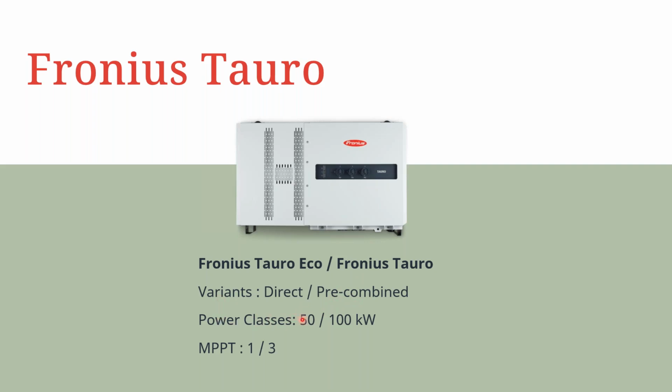The power classes are 50 and 100 kilowatt, but again, this will vary depending on which version you are using. The Eco is available as both 50 and 100 kilowatt, and the normal Tauro is only available in a 50 kilowatt variant. With the normal Fronius Tauro, you do get 3 MPPTs on the unit, whereas on the Ecos, we only have 1 single MPPT input.